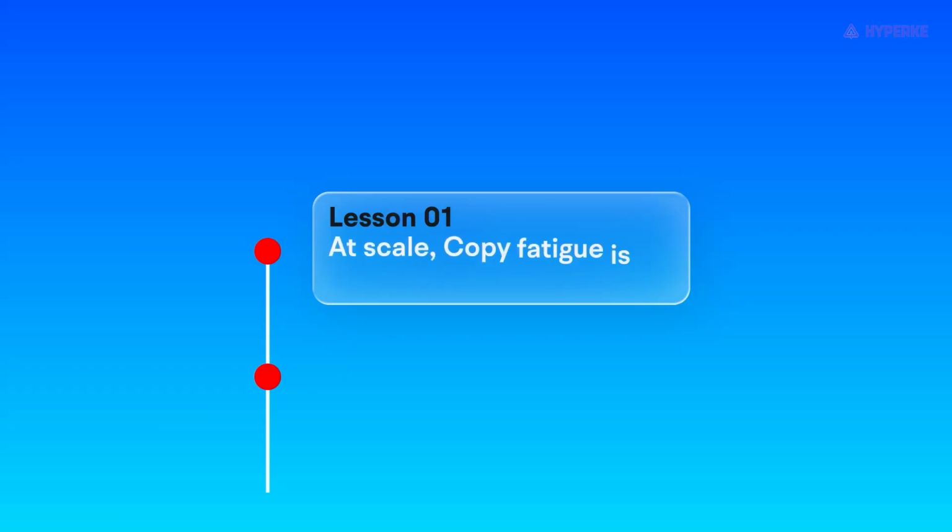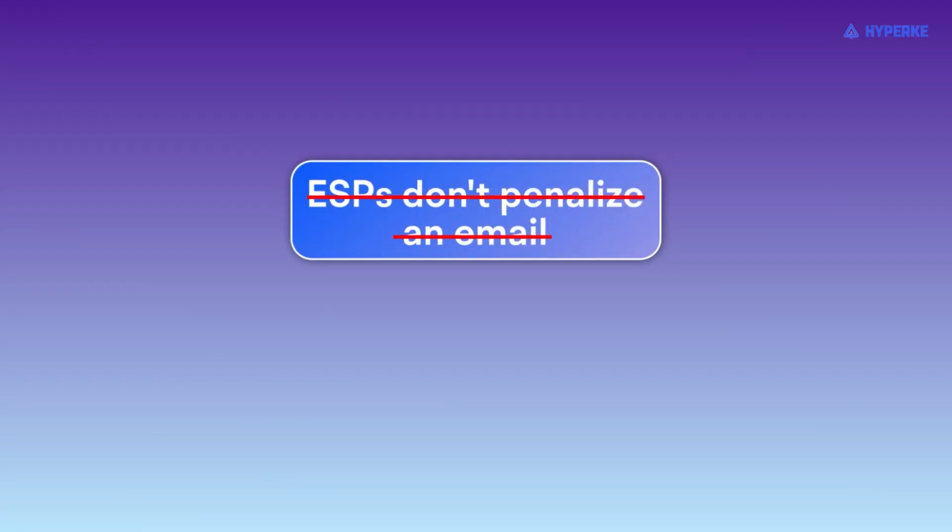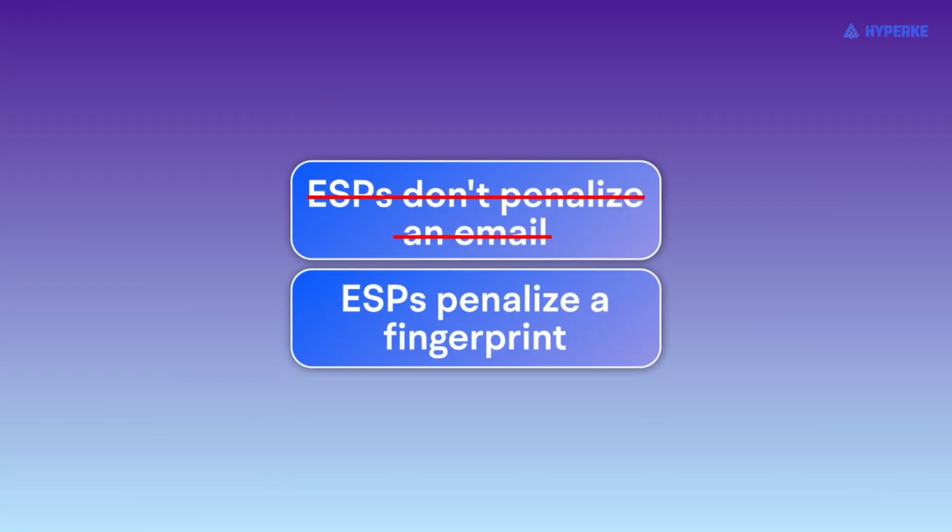Lesson number 1. At scale, copy fatigue is the number one cause of bad reply rates. Now, when I talk about copy fatigue, people think it's bad copywriting. It is not. ESPs don't penalize an email with bad copy, they penalize an email's fingerprint, which means if you're using an email that you've sent tens of thousands or hundreds of thousands of times in the past, chances are that the ESPs have fingerprinted that email.